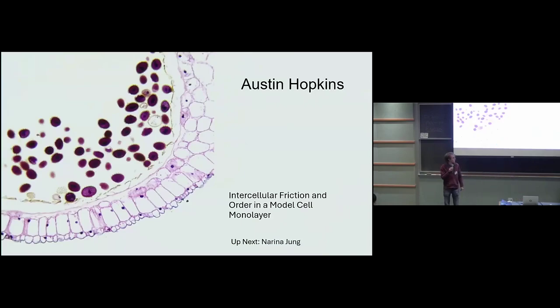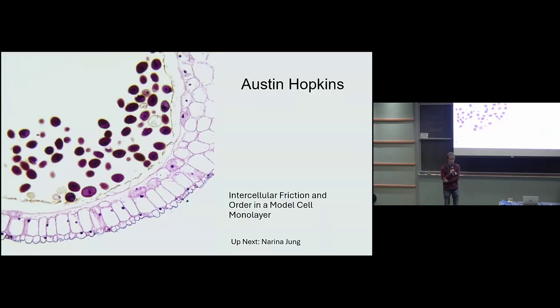Hello. So in my poster, I'll be discussing some work that we've done on a model of a tissue monolayer. The formulation that we've used is this multi-phase field model. You can think of each cell in the tissue as being a deformable active particle. And we've studied the solid to liquid transition as a function of the motility of the particles, as well as intercellular friction between the cells.